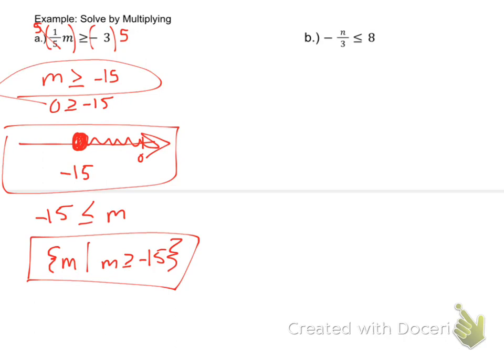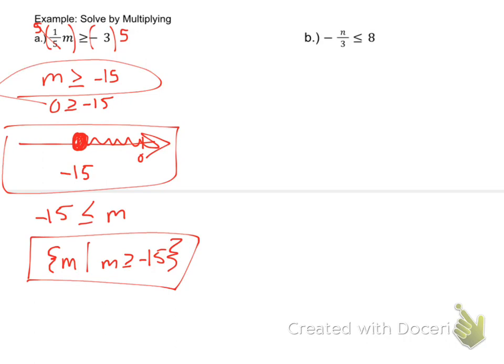Do part B. Negative n over 3 is less than or equal to 8. So, what's the idea here? What do we want to do? What do you think we can do? How do I get rid of a divide by 3? Multiply by 3, right? Now, there's a negative attached to it.